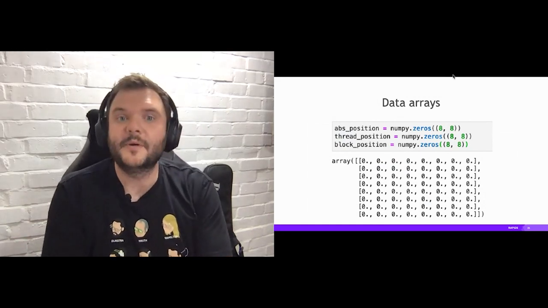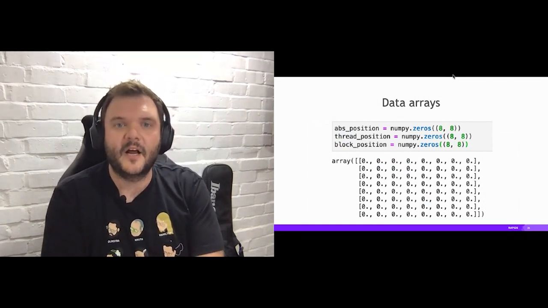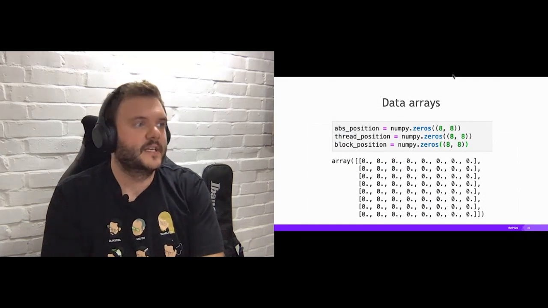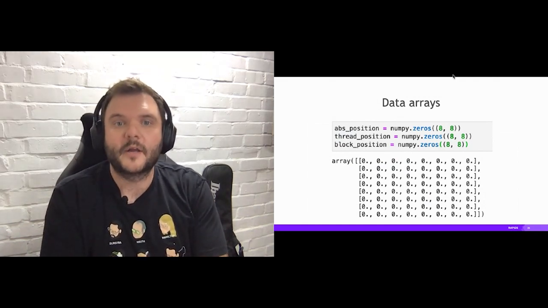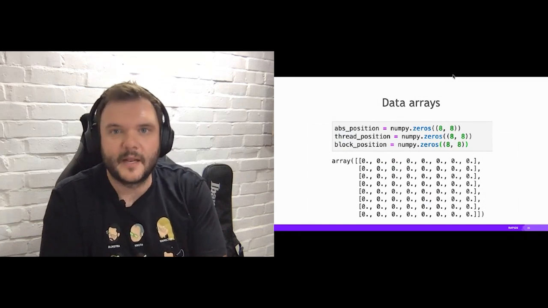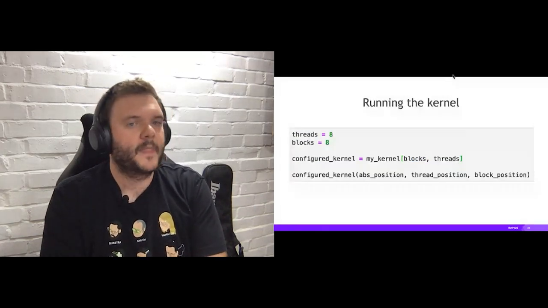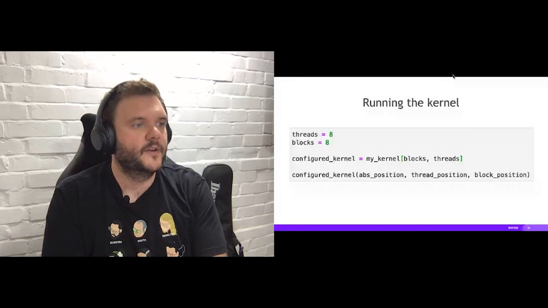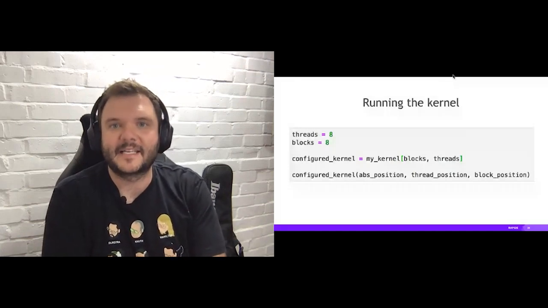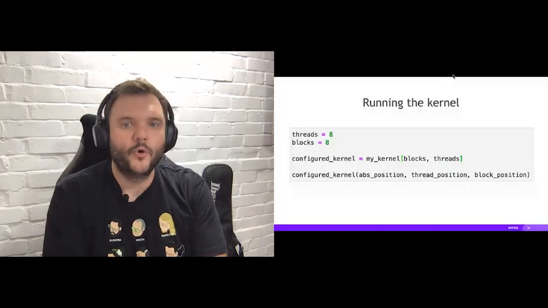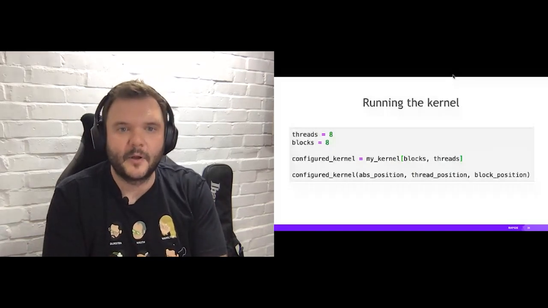The last thing we need to do is actually configure it. Like I said, we need to tell our kernel what its configuration is. So here I'm just saying I want 8 threads per block and 8 blocks per grid. My grid is my whole workflow. And so I'm going to configure my function. Instead of calling the function, I'm going to call it with square brackets, a bit like accessing an attribute of it. I'm going to call my function with square brackets, and I'm going to pass it the blocks and threads.